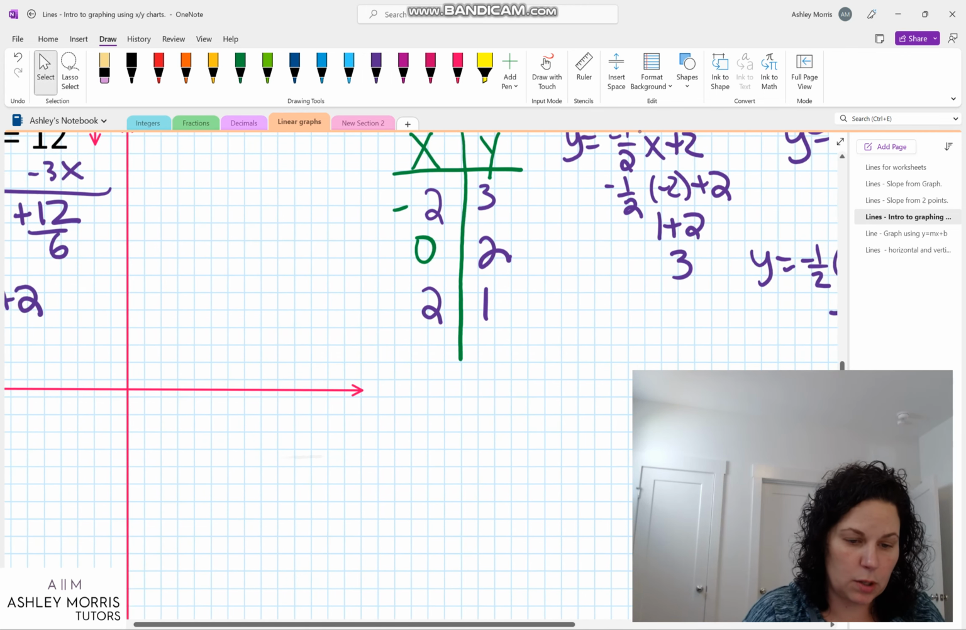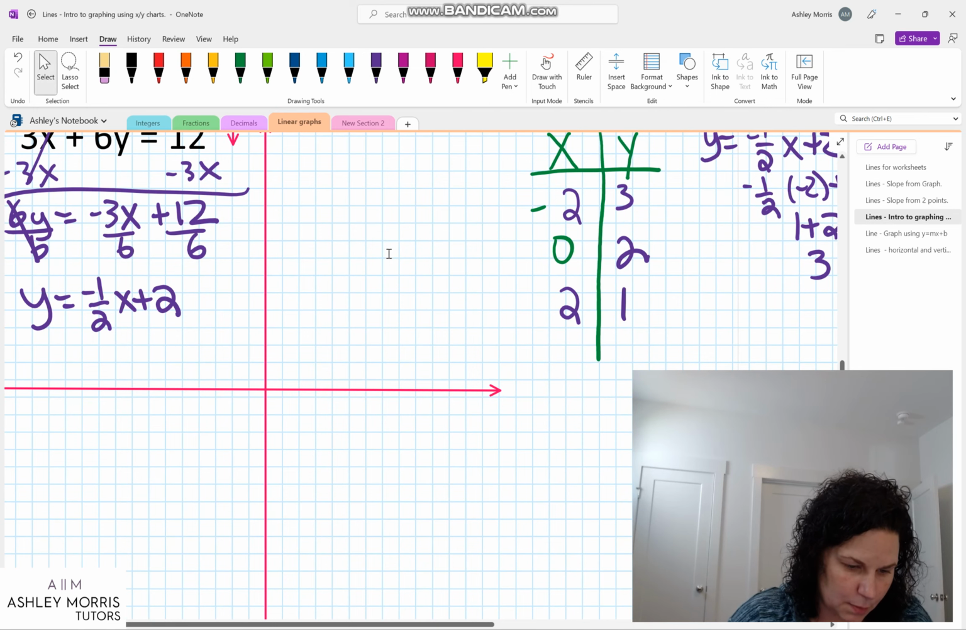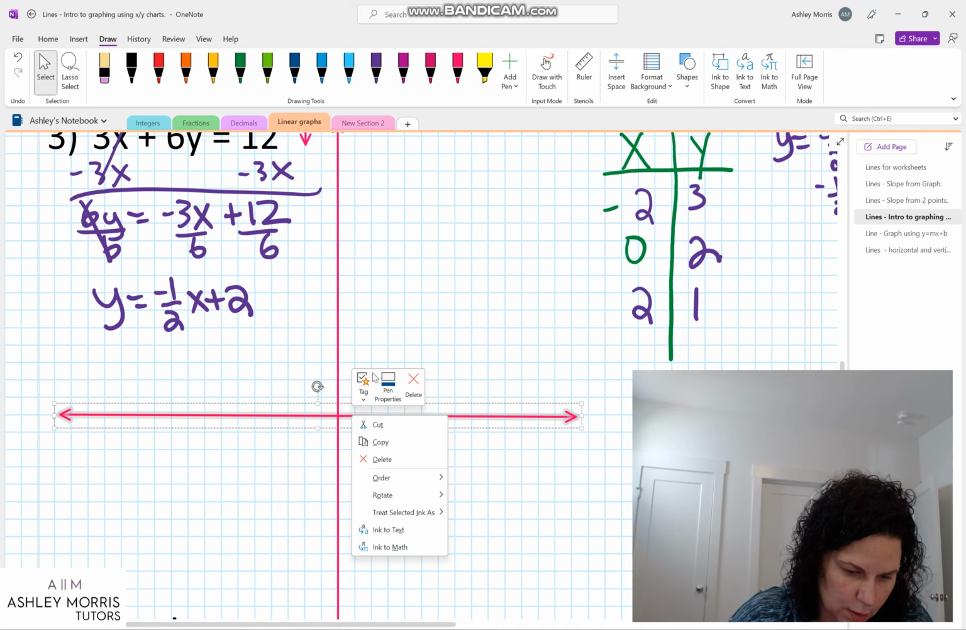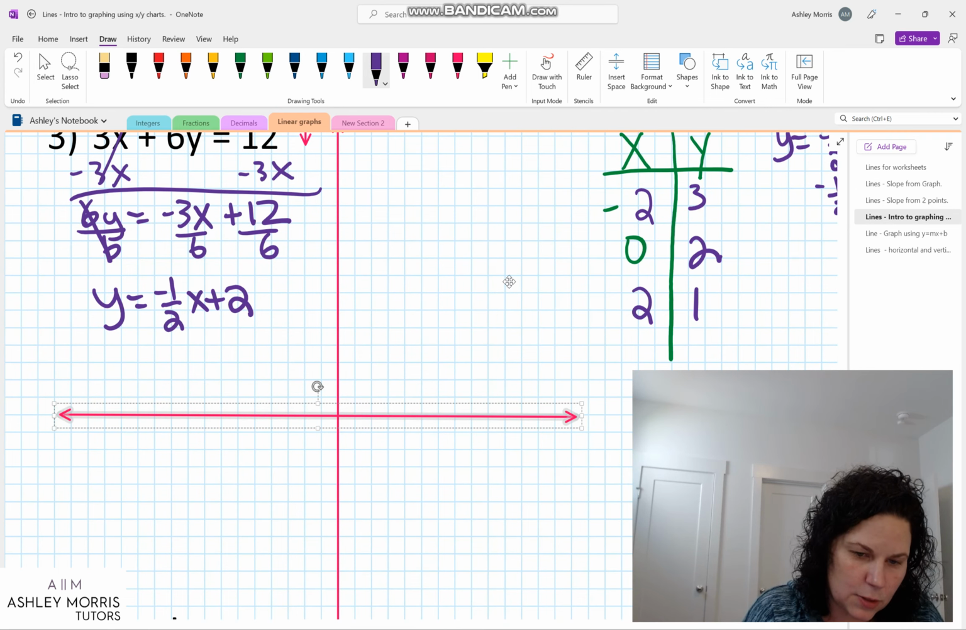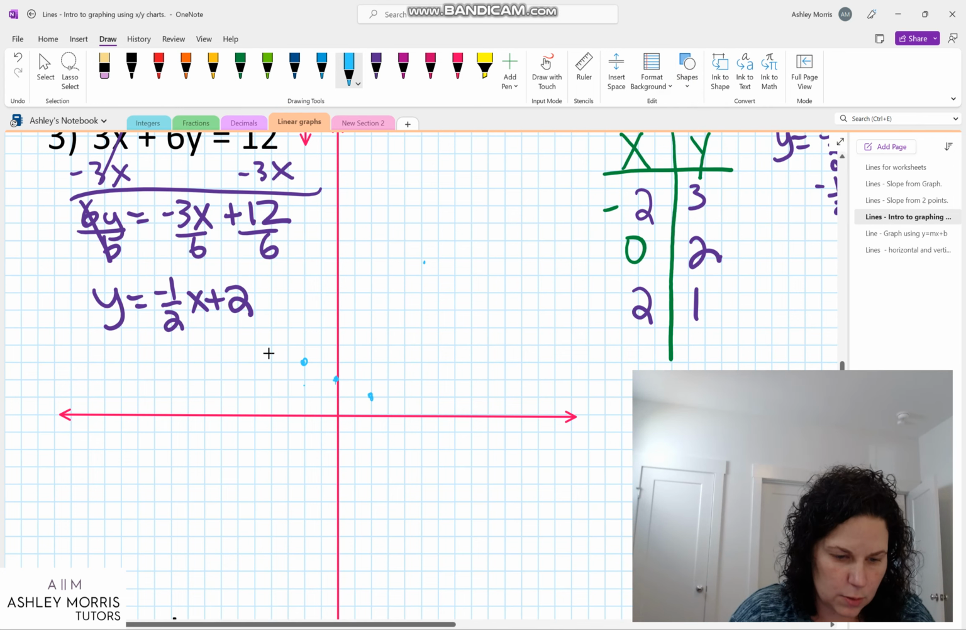So now we're going to run over here and graph our numbers. I'm going to get that line in a little bit of a better spot. It needs to be on my grid. There we go. All right, negative 2, positive 3. 0, 2, and 2, 1. And then connect the dots using your straight edge.